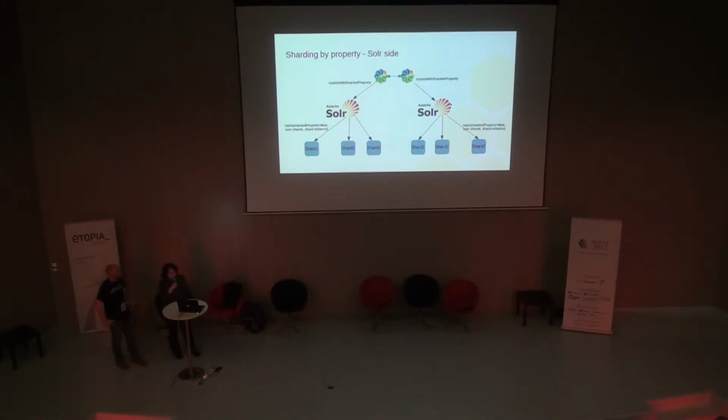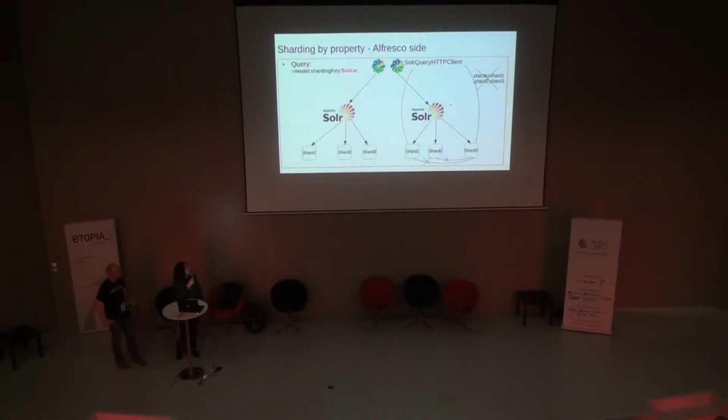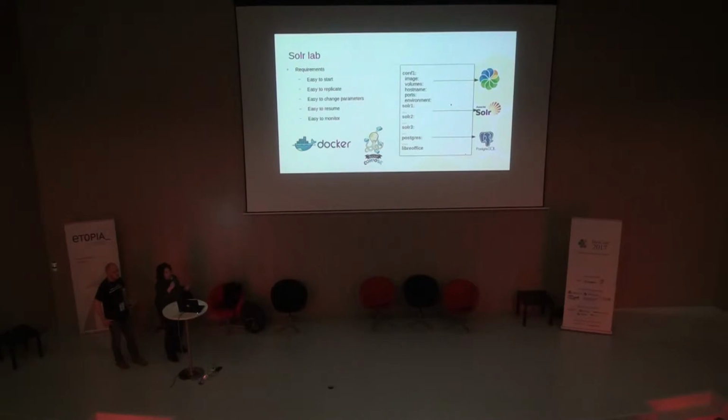On the Alfresco side, we have a custom feature, let's say. So the idea is to bypass the distributed handler of Solr and to target the query directly to one specific shard by using the same hashing function as on the Solr side.